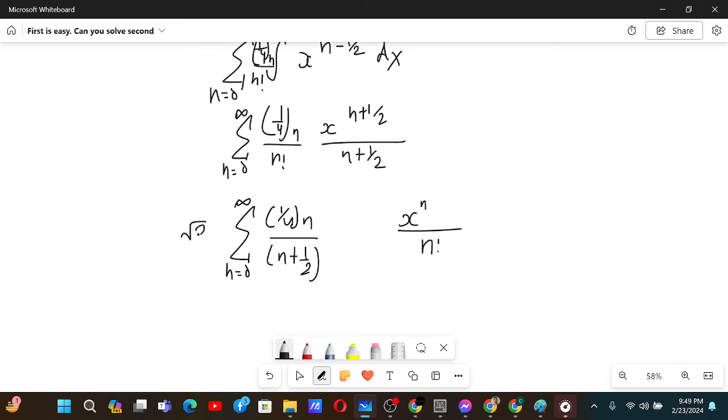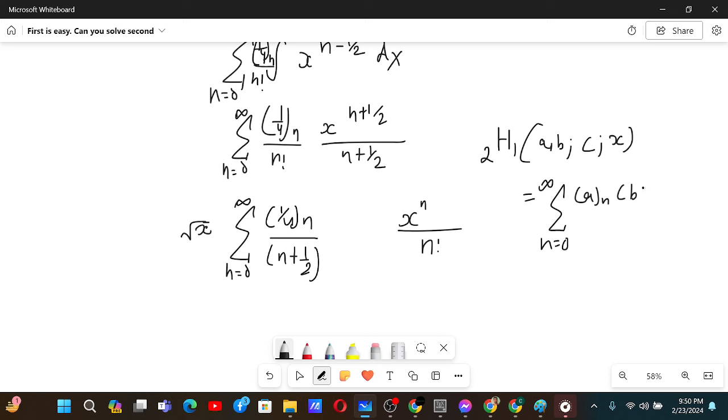Okay, and further, basically now we will try to use the hypergeometric function notation, which I have explained in this video. Basically, the ordinary hypergeometric function of a, b; c; x is defined as the sum from n equals 0 to infinity, rising factorial of a, rising factorial of b, by rising factorial of c, and then x to the power n by n factorial. Now here we have n plus 1/2, and that is not in the form of a rising factorial. We have x to the power n by n factorial, but this is not.